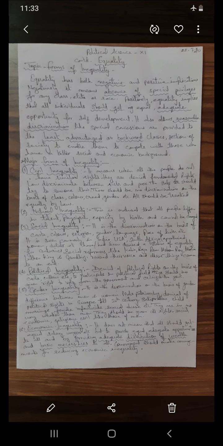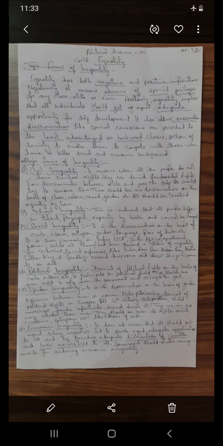What is just? According to their capability and contribution, they should get their reward in the form of salary, wages, facilities, etc. So that is to provide equal, adequate opportunities to all, and by providing adequate distribution of wealth and basic necessities to all. This should be done by the government, and the government should make arrangements for reducing economic disparity or inequality in the society and in the country.